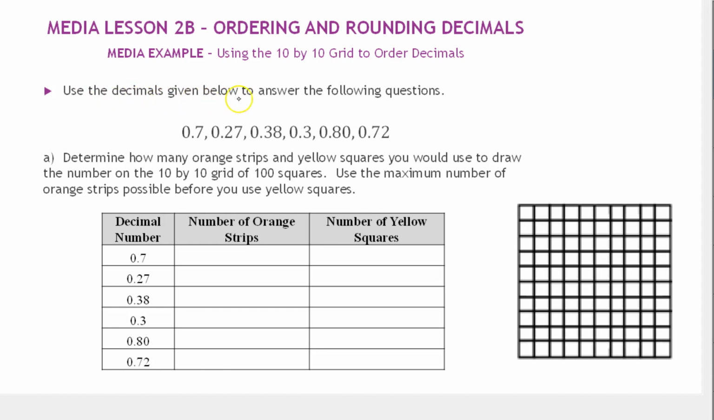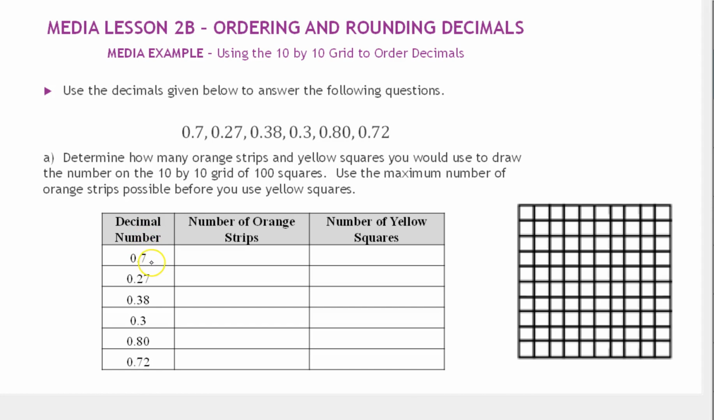Use the decimals given below to answer the following questions. So we're given these decimals, and part A asks, determine how many orange strips and yellow squares you would use to draw the number on the 10 by 10 grid of 100 squares. Use the maximum number of orange strips possible before you use yellow squares. So we have a grid here, and we're not going to shade these all in, but we're just going to have it ready in order to reference it.